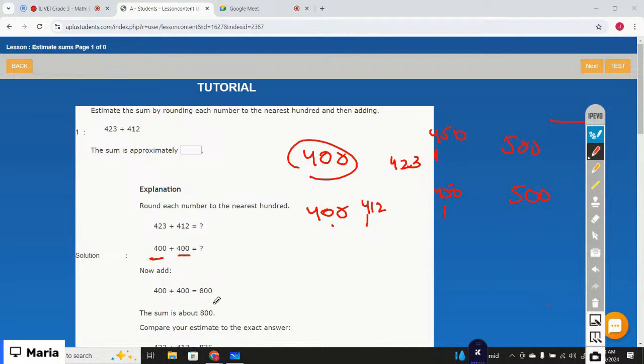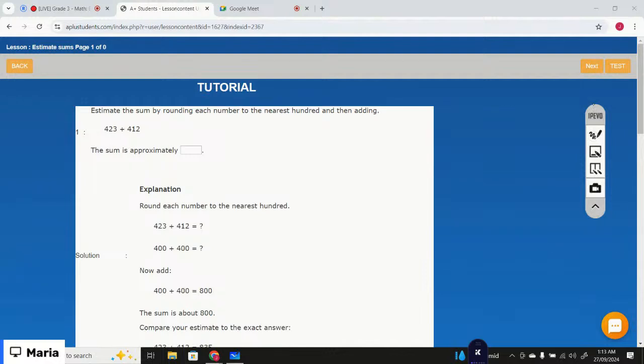So you need to add, the sum is about 800, right? That isn't the exact value, that is the estimated value. So that is 800. Let's just start with the test questions.